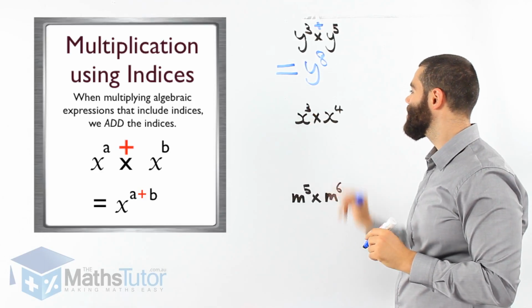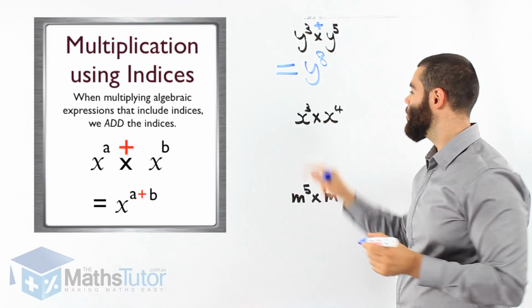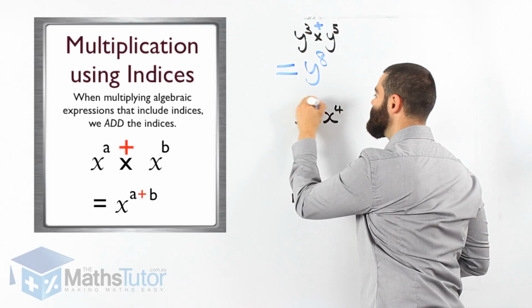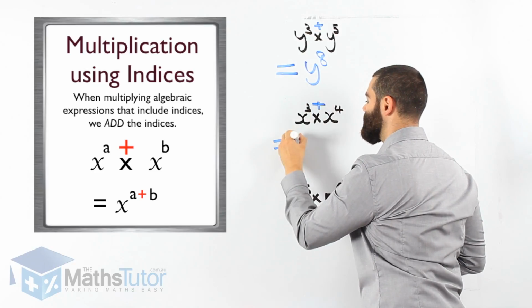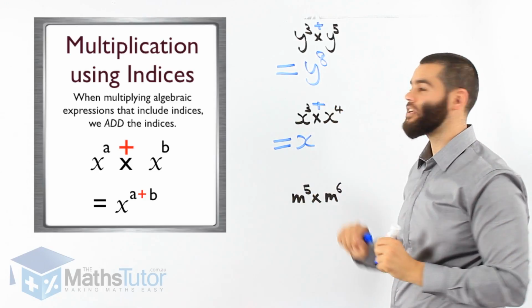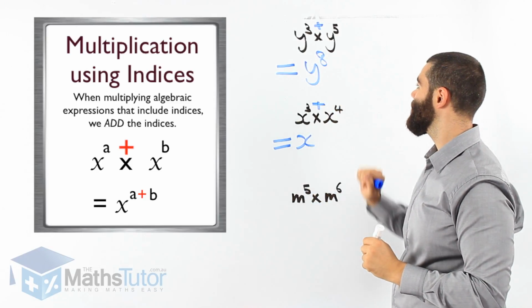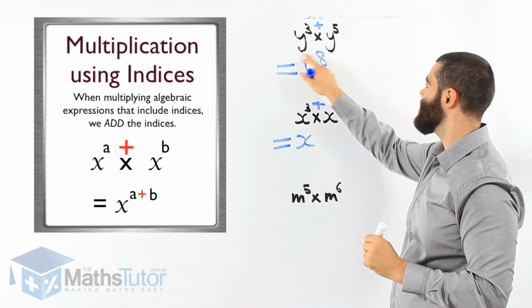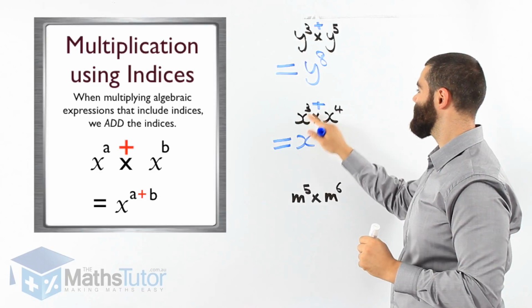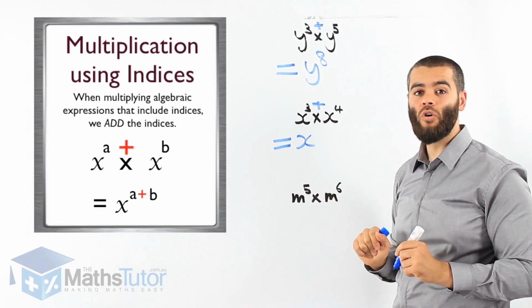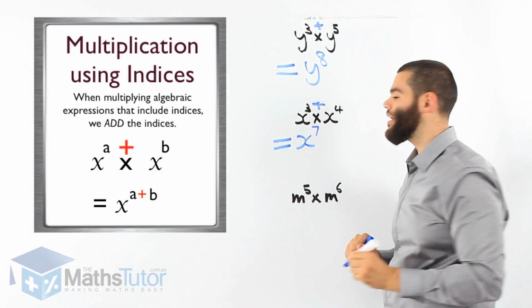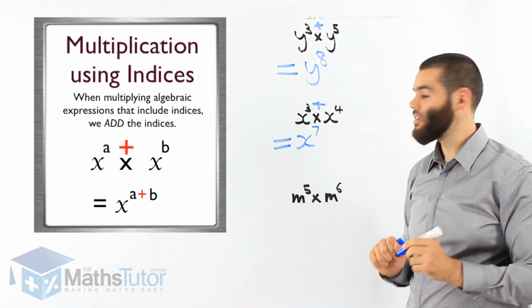X to the power of 3 times x to the power of 4. We know we're multiplying with indices. We simply add. Equals x. The base stays the same. We have the same base. So y to the power of 8 is there because the y's are the same base. Here, x to the power of 3 times x to the power of 4, the same base stays. 3 plus 4, 7, x to the power of 7.